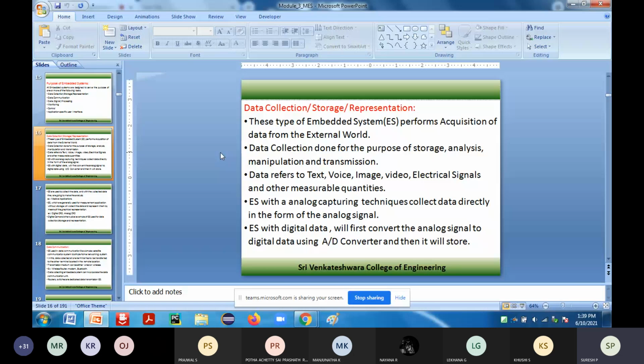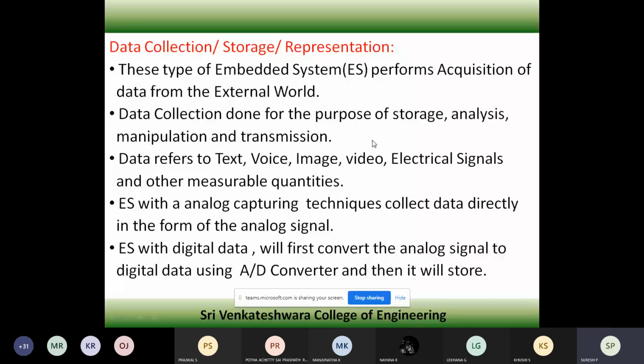In this type of embedded system, it performs the acquisition of data from the external world. What is the purpose of the data collection here? The data collection can be done for the purpose of storage, analysis, manipulation and transmission. It is going to store the data. The raw data will not have any meaningful information, so I have to analyze it to get meaningful information. If any manipulation has to be done, I manipulate it and then transmit that data.